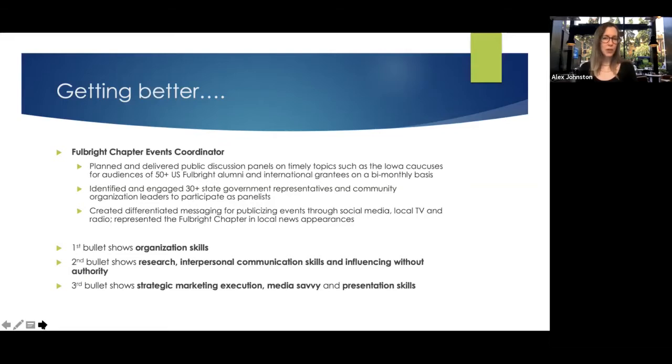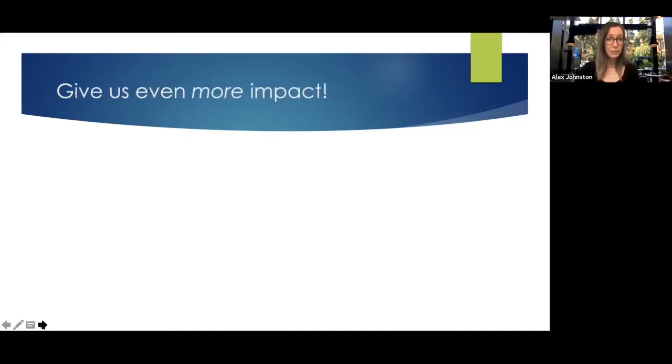Bullet number one shows organization skills. Bullet two shows that you can do research, you have interpersonal communication skills, and again, that phrase, influencing without authority. That third bullet shows things like strategic marketing execution, media savvy, social media savvy, and presentation skills. So they can each showcase some of the desired skills that might be mentioned in a job announcement. And again, it's up to you to look at that announcement, see the desired skills, and speak to those skills through your bullet points and the impact that you claim.